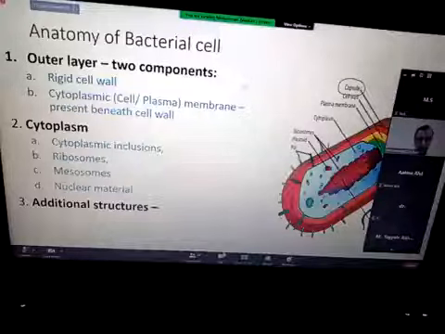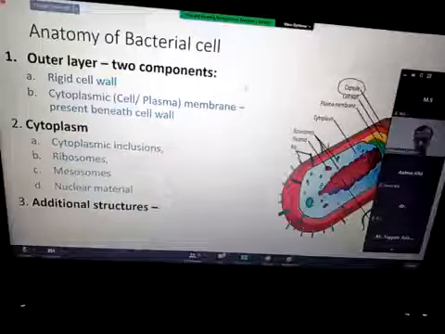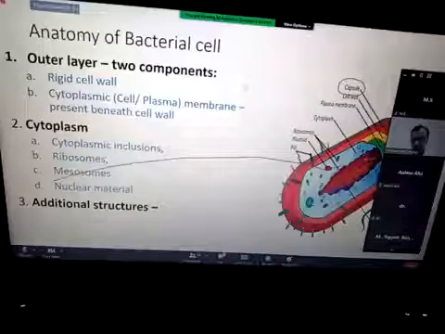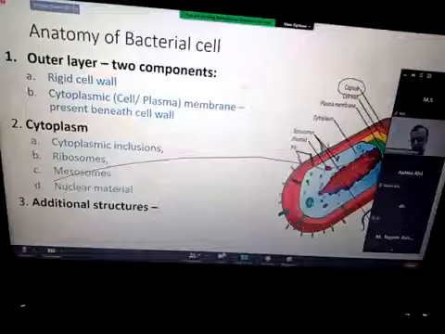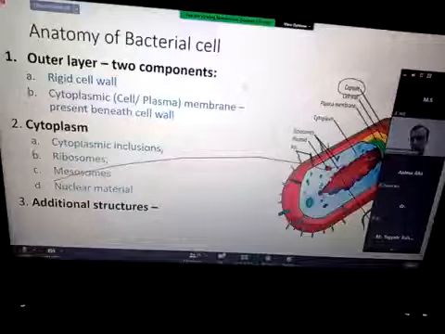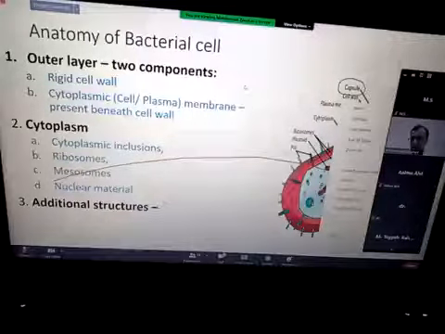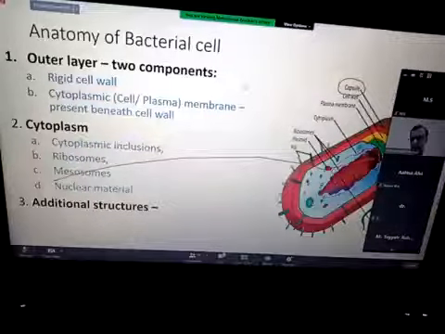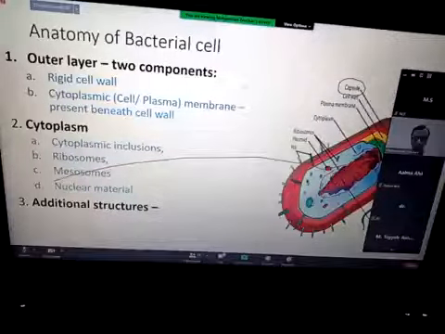If we go into the cytoplasm, it has very different structures, and the nuclear material inside does not have a very compact or closed system. It is loosely arranged and present in an open environment.